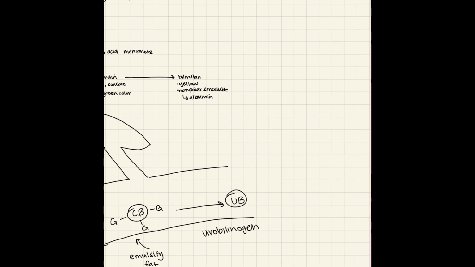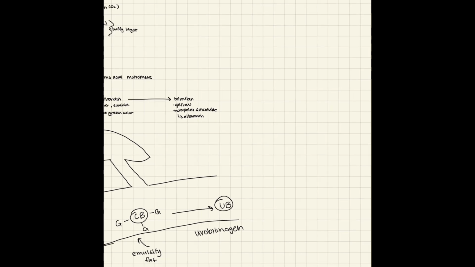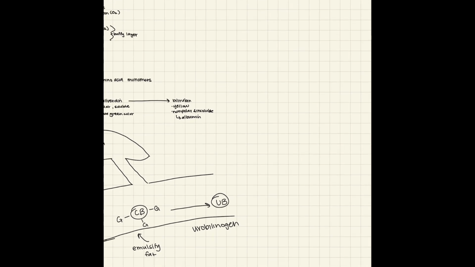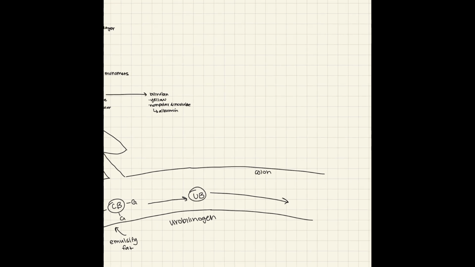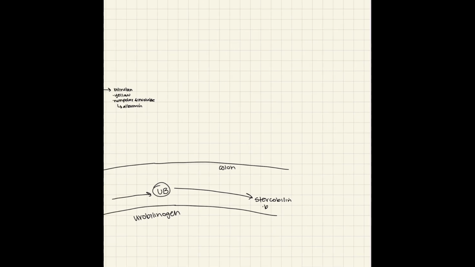So urobilinogen can be further broken down. If it travels down the intestine, we can further break it down. So if it travels down into our colon area, we have really cool bacteria in our colon that break it down into something called stercobilin, I believe. Saying it right, spelling it right, all the things. But stercobilin has a brown color, and this is what we excrete in our feces. So that's how we get rid of some of our bilirubin.